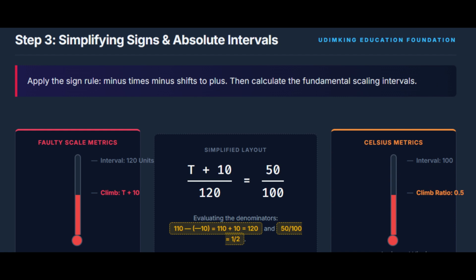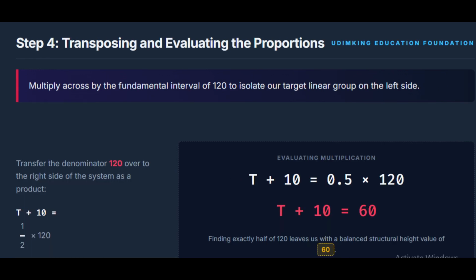Step 4. To clear the fraction on the left side of our system, we take our fundamental interval of 120 and multiply it across to the right side of the equation. You may also refer to this as cross multiplication. This isolates the expression T plus 10 on the left.